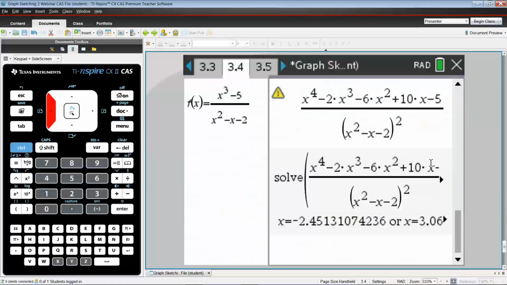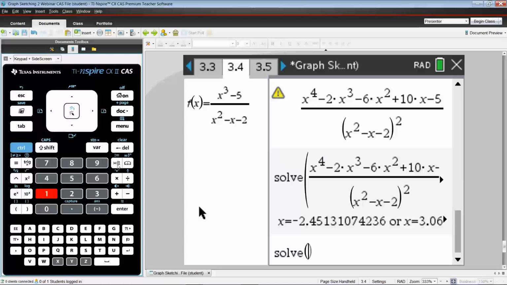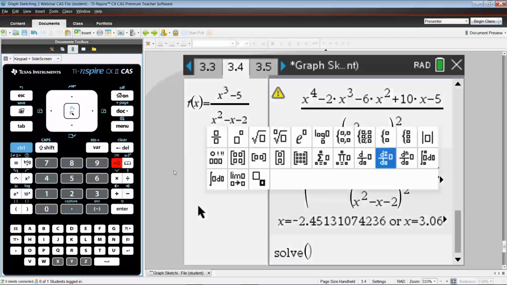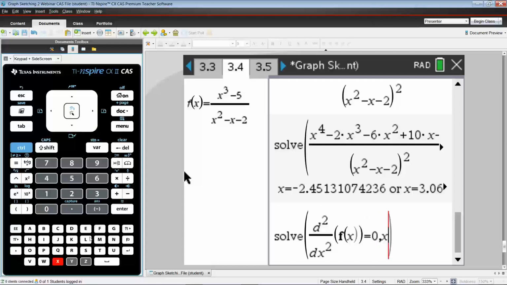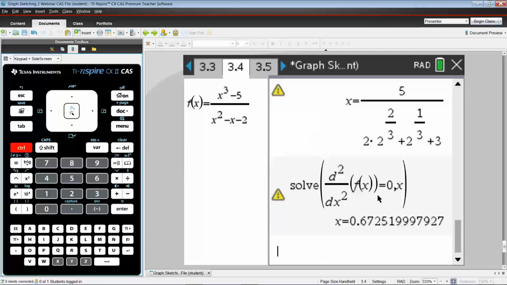Now let's finally finish off with the point of inflection. So I'm simply going to go to menu 3.1. To get the second derivative, I'm going to press the template button. And then as you can see, I've got a d2 over here. So press that, and there we go, d2 dx squared. And in here, I'm just going to type in f of x. And we want to equate that to 0 for the point of inflection, comma x, enter, and there we go. So that's the exact value. The approximate value is about 0.67.